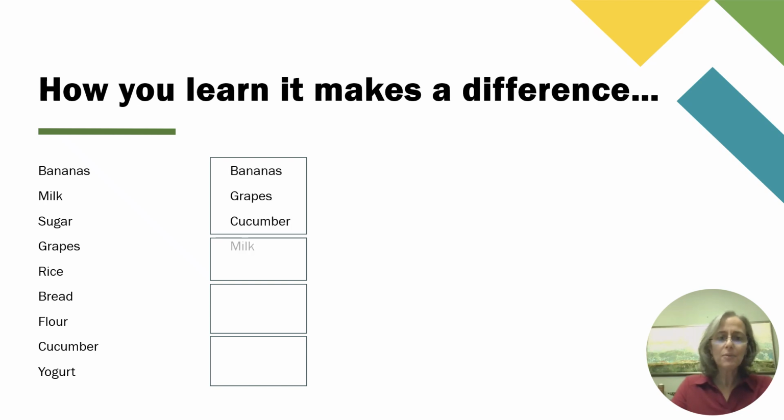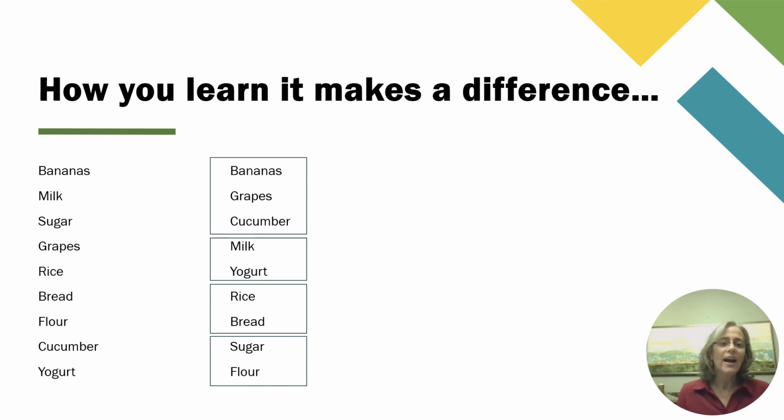But if I gave them to you in groups like this, even if I didn't have the squares, where I put bananas, grapes, and cucumber all together, I put milk and yogurt together, I put rice and bread together, I put sugar and flour together, you would probably be able to remember about 75% of them.